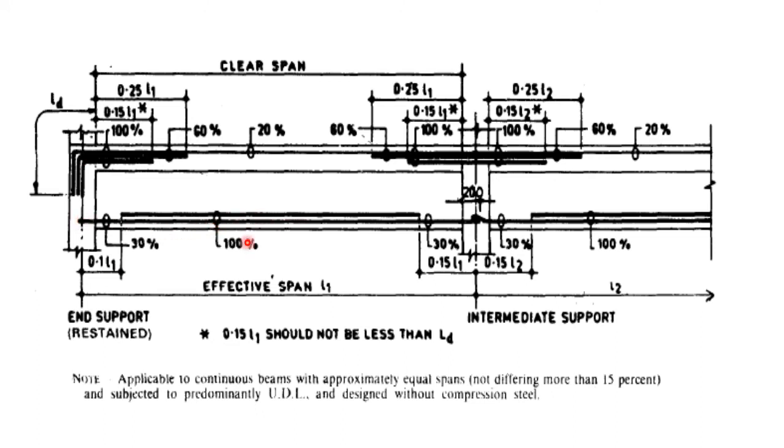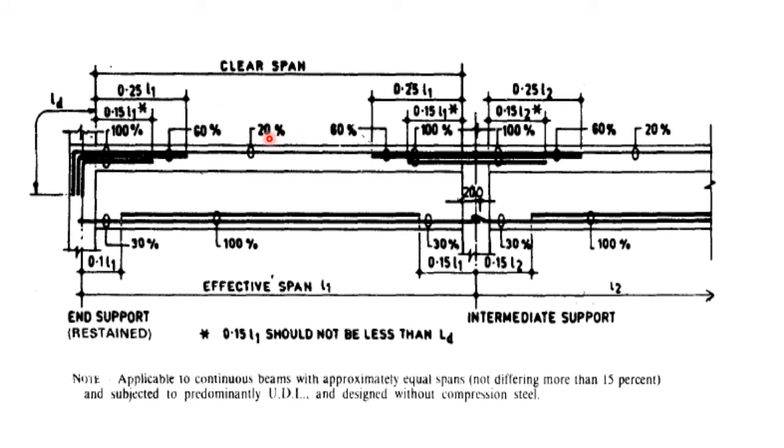Therefore, if I take the bottom reinforcement at the middle, we will have 100% reinforcement, that is, all the positive reinforcement will be provided. But if I take the bottom reinforcement close to the support, 30% of the bars will be cut off. That is about bottom reinforcement.